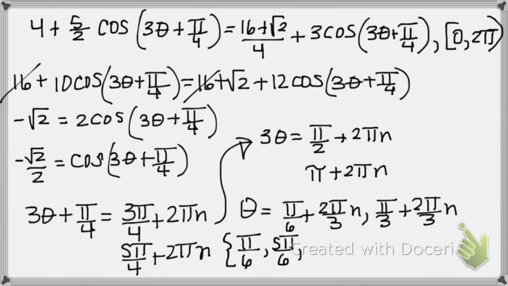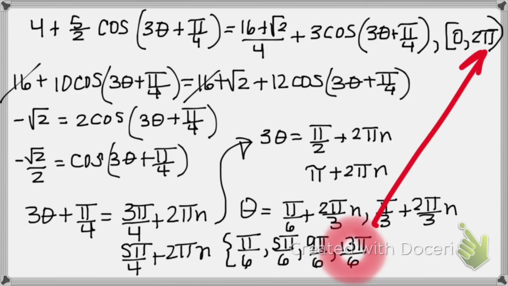And then I'm just going to keep adding 4 pi over 6 from there. So that'll be 9 pi over 6. And then, okay, if I try to add the next one, it's going to be 13 pi over 6, and that's more than 2 pi. So I don't want that.